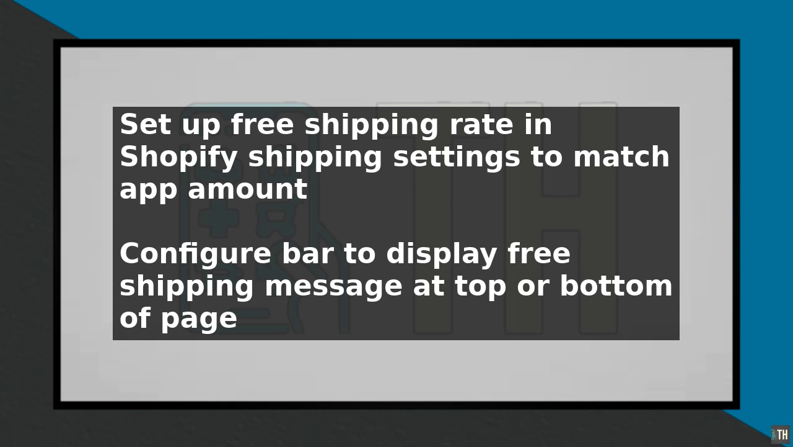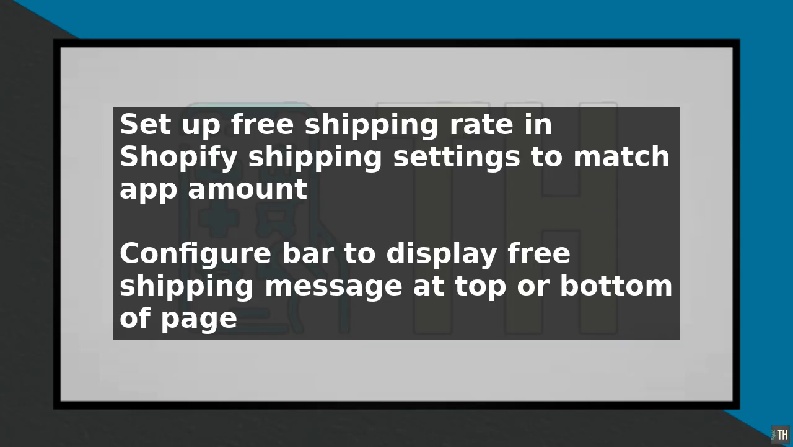To test the free shipping bar, go to your store's front end and add some products to the cart. As you approach the minimum order amount required for free shipping, the bar should update and display the free shipping message. Once you reach the minimum order amount, the bar should disappear and free shipping should be applied to the order.